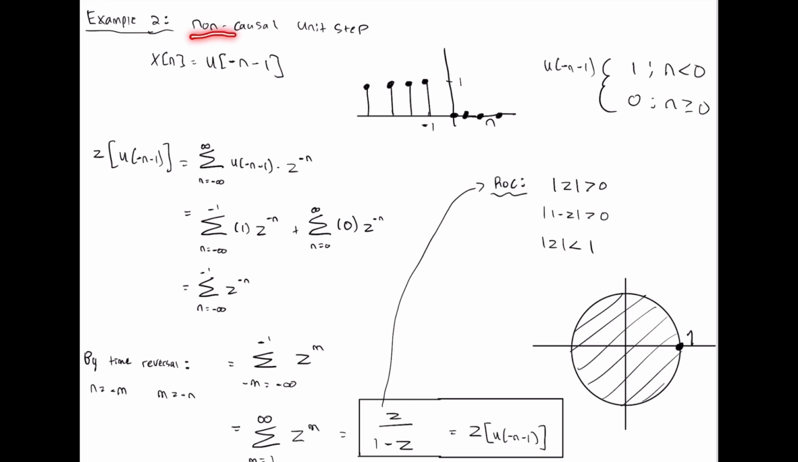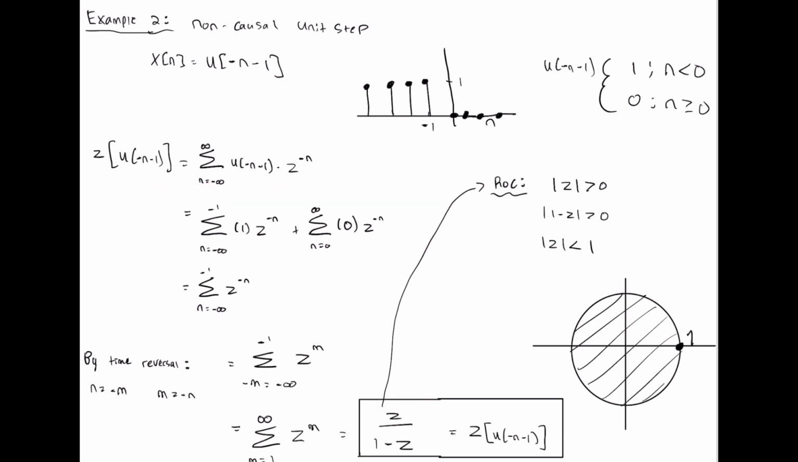In this example, we'll be observing the z transform of a non-causal unit step. Remember that non-causal just means in the time domain it's a left-sided signal, or it only exists for negative time values that are not greater than or equal to 0. And so if we flip and shift our unit step, we can get it as a non-causal term.